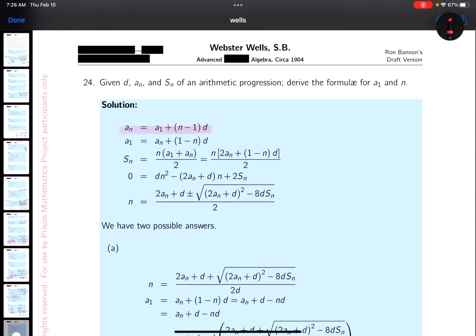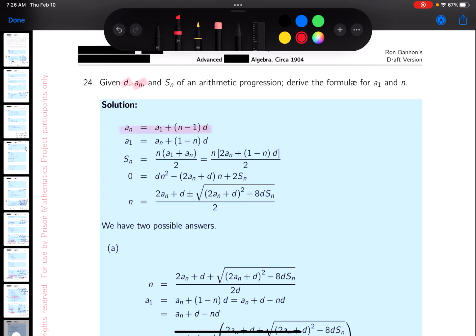what do I know? I know AN in the formula, and I know D in the formula, but I don't know A1. So what I did was I took this first equation and I solved it for A1, which, it looks fairly easy to do, but fairly easy or not, I want to make sure I can do it. So if I solve for A1, I want to write this down for you. A1 would equal AN minus N minus 1D.